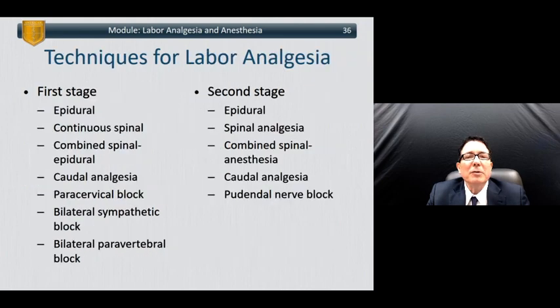So, techniques for labor analgesia in summary: for first stage, epidural, continuous spinal, caudal analgesia, paracervical block, etc. For second stage, epidural, spinal, combined spinal anesthesia, caudal analgesia, and pudendal nerve block.